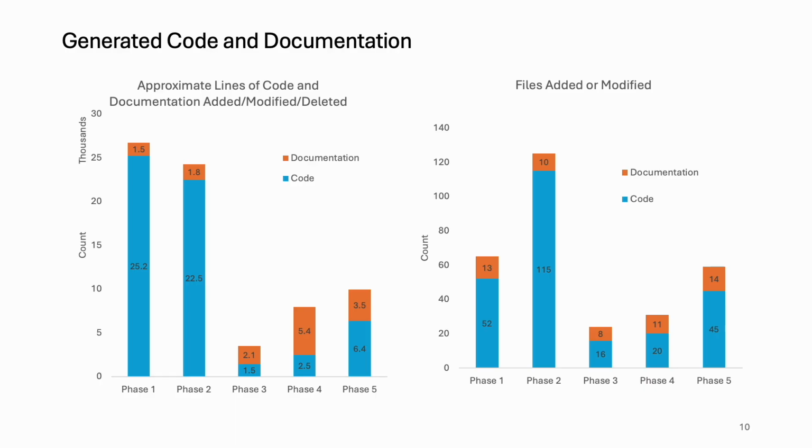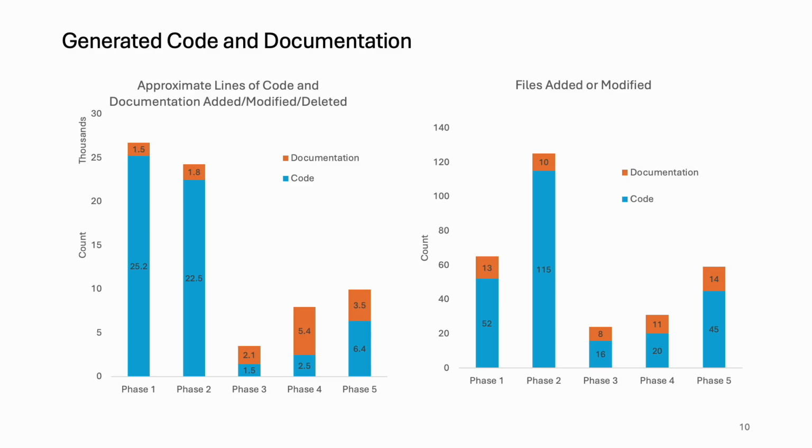This slide shows how much code and documentation was generated or modified across each phase. On the left is the approximate lines changed, and on the right is the number of files added or updated. In phase 1 and 2, there's a large spike in code. That's where the core structure and LLM integration were built with relatively little documentation compared to the amount of code being generated. Phase 3 drops off sharply.